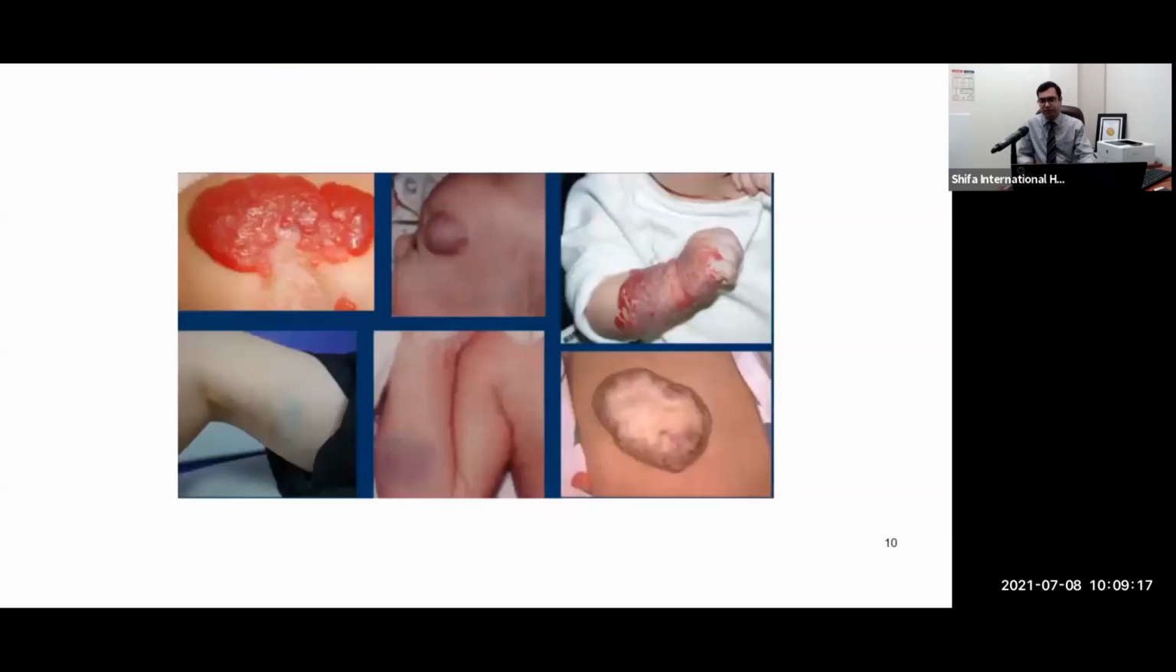Now, different types. Again, superficial hemangioma, left top. Then there is a mixed variety on the temple of the child. Then you can see the sort of plaque type hemangioma, and different presentations on different parts of the body.